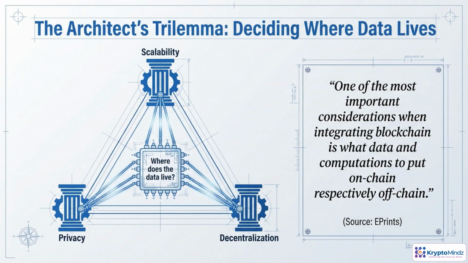Designing a hybrid enterprise blockchain always comes back to one hard question: where should each piece of data live? Every decision pulls on three competing goals. Scalability asks, can the system handle high volume at low cost and latency? Privacy asks, can we protect sensitive or regulated data and still comply with rules like GDPR? Decentralization asks, can we avoid trusting any single party's database and instead anchor truth to a shared ledger? You can't fully maximize all three. Good architecture is about conscious trade-offs, deciding which data and computations stay on-chain and which move off-chain or to sidechains.